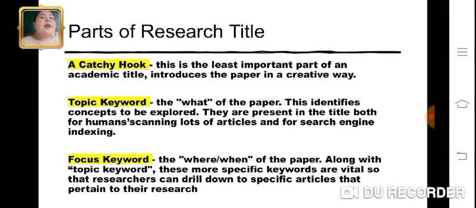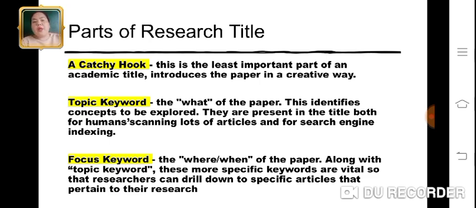So, parts of a research title. Number 1, a catchy hook. This is the least important part of an academic title. It introduces the paper in a creative way para mas maging catchy. Kapag kasi naging catchy yung topic mo, maraming pwedeng bumasa ng research mo.